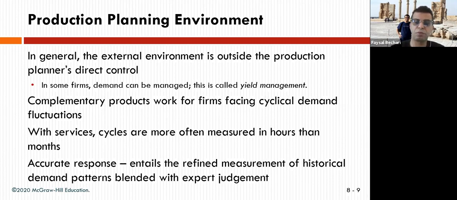Complementary products work for firms facing cyclical demand functions. And service cycles are more often measured in hours than months. So if you notice a peak at 12 o'clock until 2 and then it goes down, this is like hours when it comes to a service, because it's a perishable good.